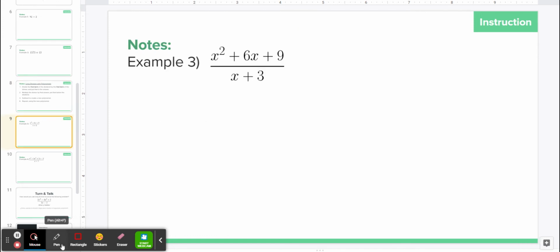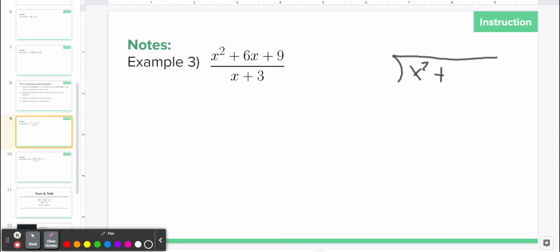So let's see how this comes into play for example 3. We'll create our long division sign, and we'll write our dividend underneath, so x squared plus 6x plus 9, and our divisor on the left side, x plus 3. And we want to focus on the first terms here. So this x and x squared is what we're focused on first. So how many times does x go into x squared? Well, it goes into it x times. We need x times x to give us x squared.